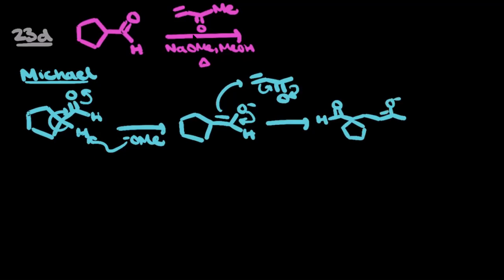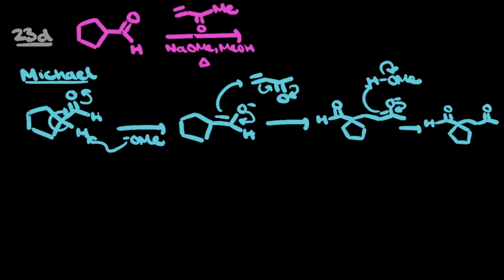Then afterwards, you reform the carbonyl, and then you quench your product in order to end up with your final 1,5 dicarbonyl, which is part of your Michael. But remember that here we have heat. So the heat is actually going to allow this to not just stop at Michael, but to keep going and do the full Robinson annulation.